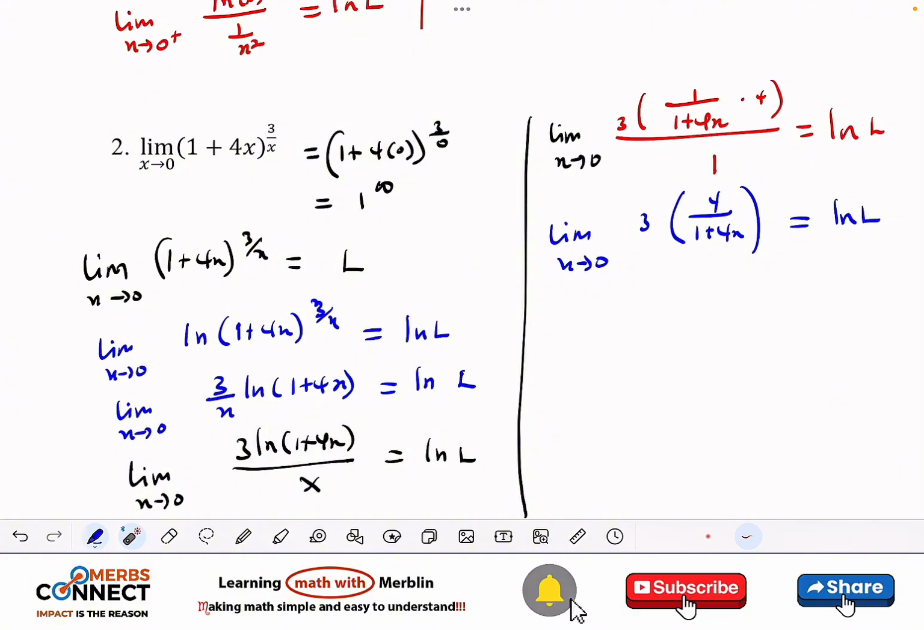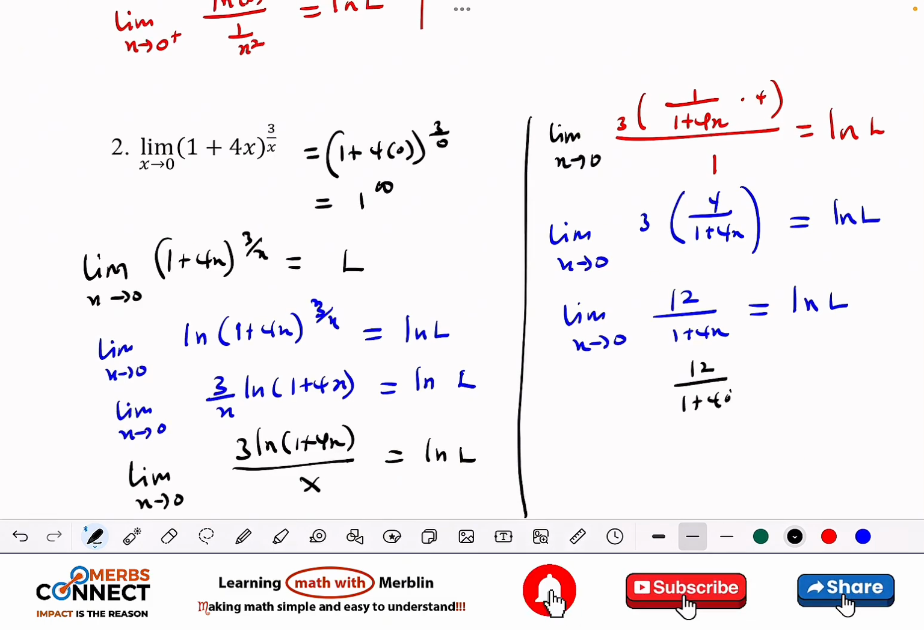So can we plug in 0? Yes, we can do that. So let's try and simplify. Let me simplify first. X approaching 0, this is 12 divided by 1 plus 4x is equal to ln of L. And when I plug in 0 here, I'm going to have 12 divided by 1 plus 4 times 0, equal to ln L. And this is going to give us 12 is equal to ln L.